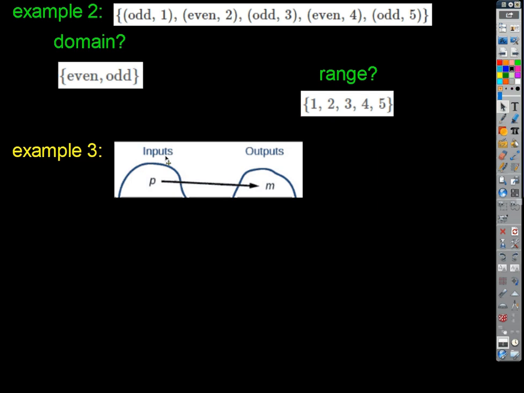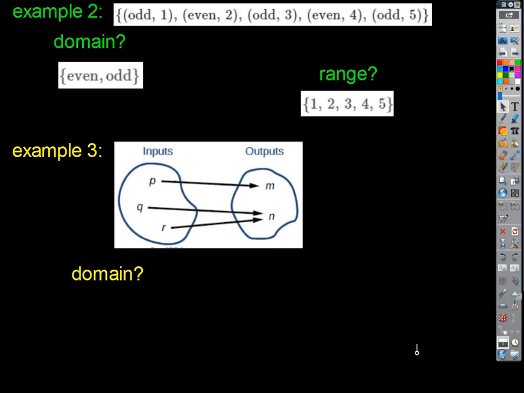So what's the domain of that relation? P, Q, R. Right? And if they're letters, we'd write them in alphabetical order. If they're numbers, we just would write them in numerical order. Okay? What's the range? M, N. No big deal. Okay.